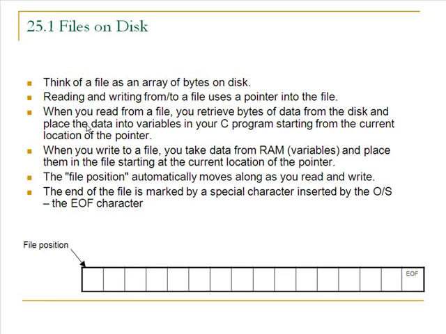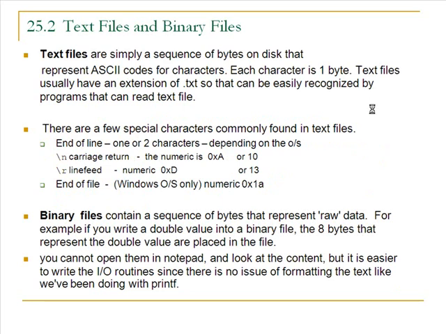The end of file marker is a special character, and it's put there by the operating system, and the functions that read and write the file can check for this end of file marker so you don't read past the end of the array of bytes that represents the file. There are two kinds of files that we're going to talk about, the text files and binary files.